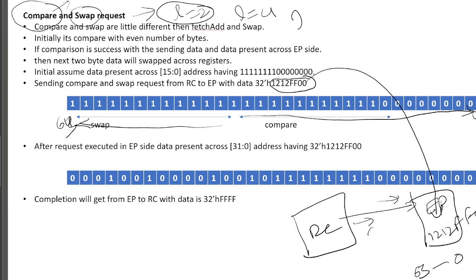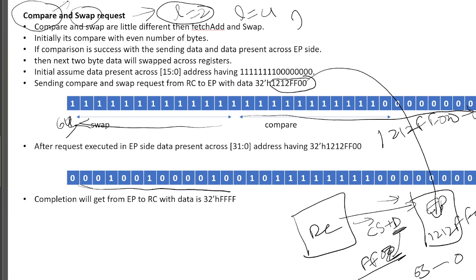Now you are sending the atomic operation with the compare and swap command. You send the compare and swap request with data. The length should be an even number, as I told you. Length means the payload present in that packet. Once you send this request, what is the data in the first 32 bits? FF00. This is the data you are sending from RC to EP side, followed by 1212.